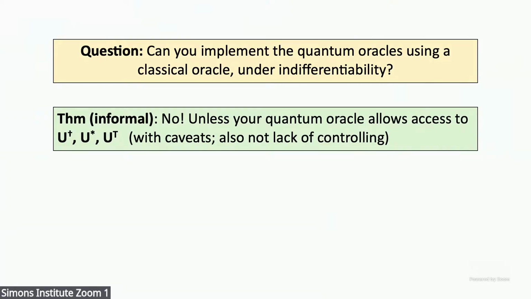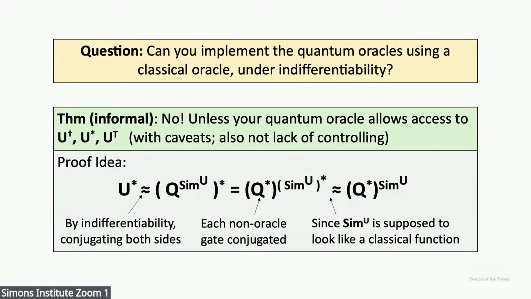The theorem we've proven in this work is no, unless your quantum oracle allows U dagger, U star, U transpose. There are some annoying reasons why we can't handle controlling with this, but ignore that part. If you want to build a quantum oracle from a classical oracle with this strong indifferentiability notion, you really need to model your quantum oracle as allowing dagger, star, and transpose. The proof is a little annoying, and there are caveats, but here's the rough intuition.